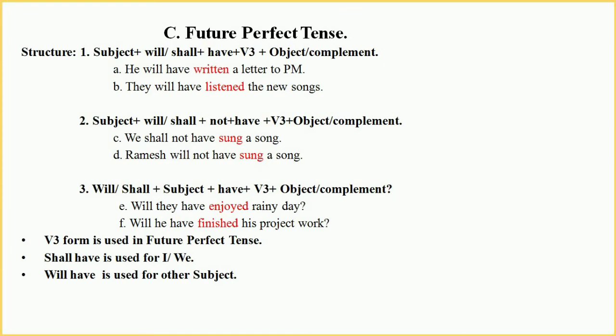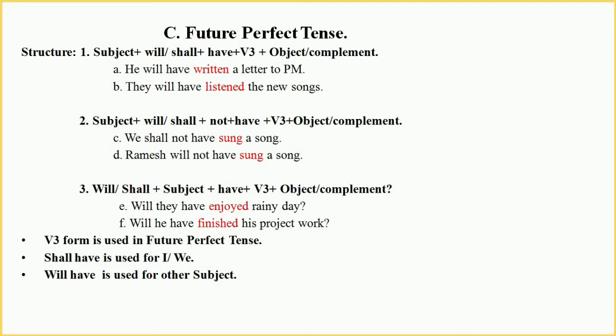Now, we will talk about future perfect tense. So, for positive sentence, the structure is subject plus will or shall plus have plus third form of the verb plus object or complement. Examples are: He will have written a letter to PM. They will have listened the new songs. Now, for negative sentence, the structure is subject plus will or shall plus not plus have plus third form of the verb plus object or complement.